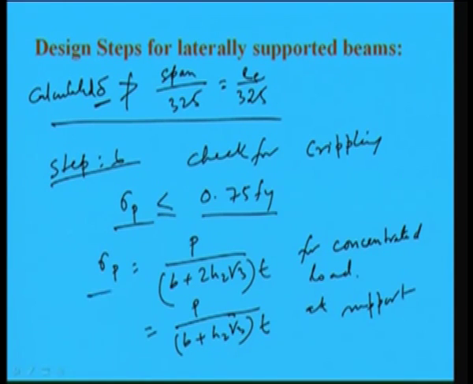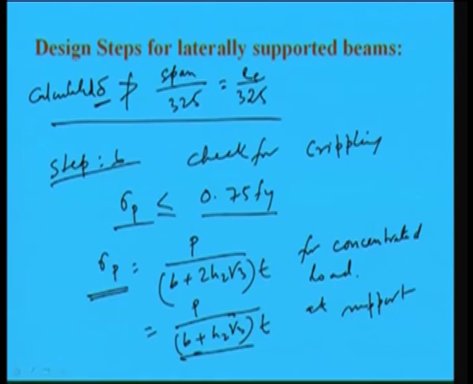So, we will calculate the bearing stress developed at the support and at the concentrated load. If a concentrated load is there, then we can find out what bearing stress is developing and whether it is less than 0.75 Fy or not. If it is less than 0.75 Fy, it is okay, otherwise you have to redesign. And from this we can find out the value of V1, the bearing length, right. So, in this way, step by step we have to check and we can design a beam.